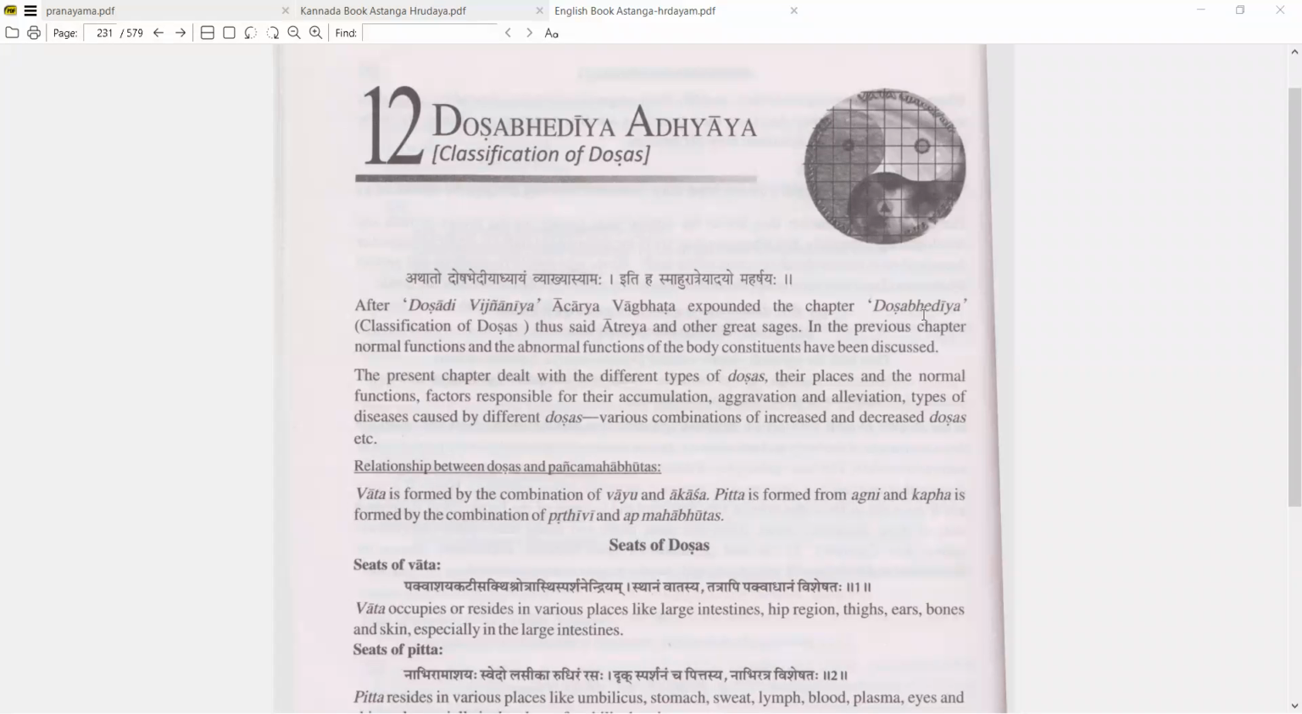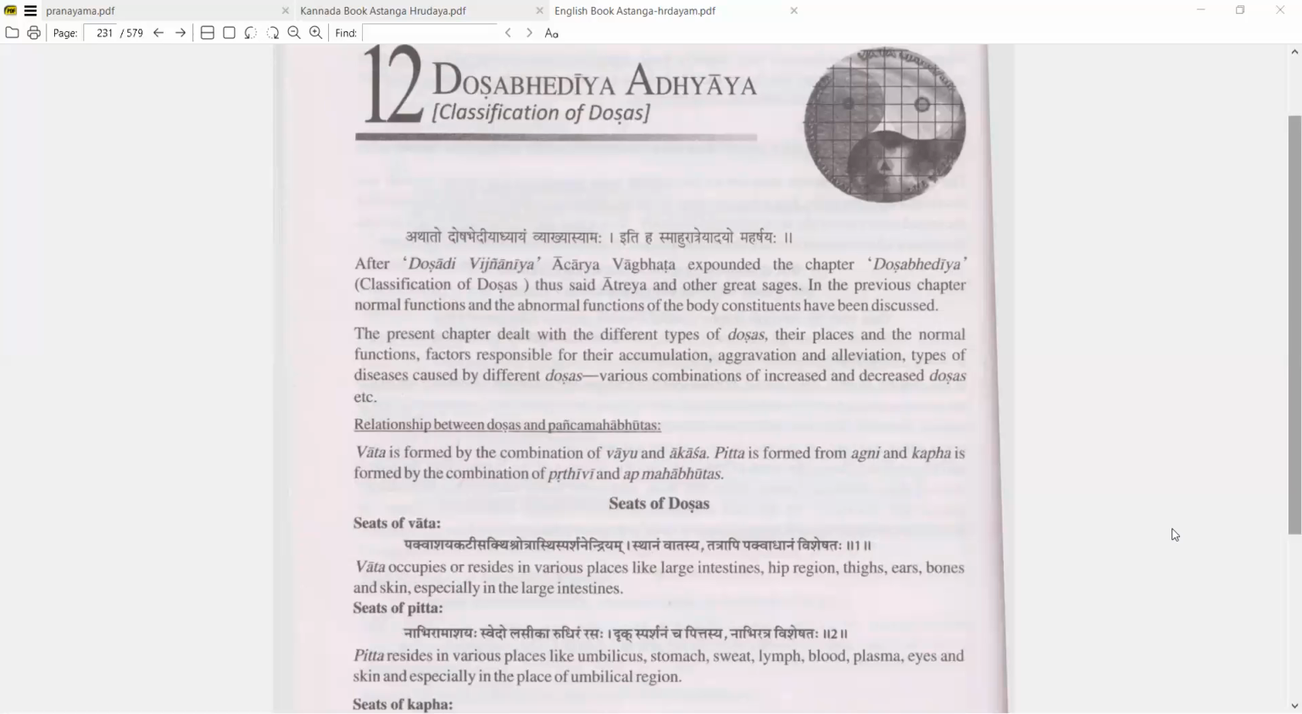Shri Ganeshaya Namaha, Shri Gurubhyo Namaha, Om Dhanvantaraye Namaha. After Doshadi Vijnaniya, Acharya Vagbhata expounded the chapter Doshabhediya, classification of doshas. Thus said Atreya and other great sages. In the previous chapter, normal functions and abnormal functions of the body constituents have been discussed.